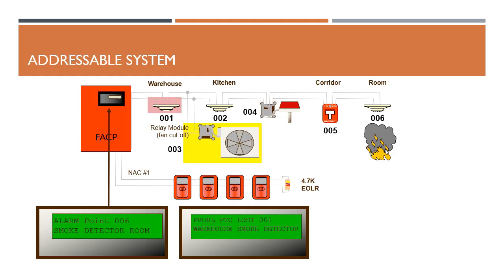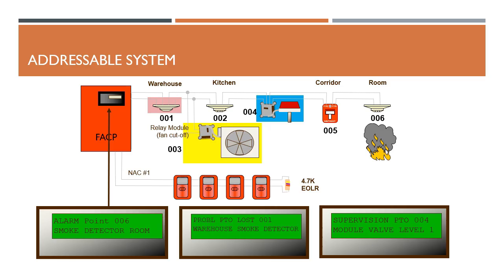Finally, the maintenance personnel have decided to close a valve, as they are performing maintenance on the sprinkler system, so they need to remove the water from that section. Closing the valve does not activate an alarm, so it does not turn on our horns with strobes, but it does turn on a signal on the main panel corresponding to supervision, which sends a message that we have a supervision on point 4, which is a module that supervises the valve that is located on level 1.